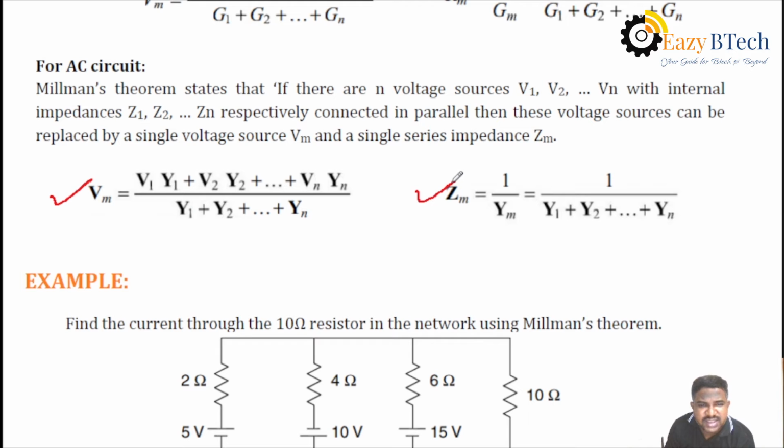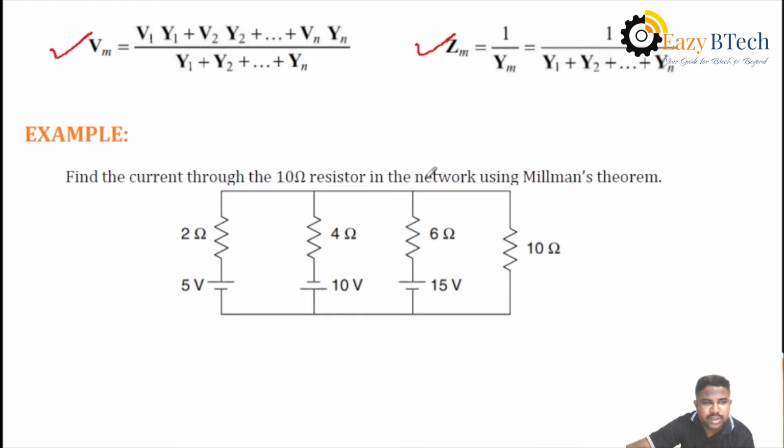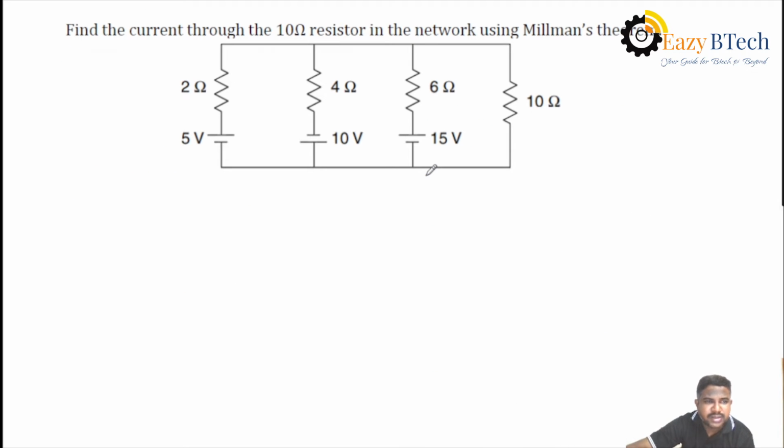This is a very easy and simple theorem. There must be a problem in university examinations. For example, you can verify Millman's theorem by taking the example circuit, that is, find out the current passing through 10 ohms. That is, across 10 ohms, you have to find the current passing using Millman's theorem.